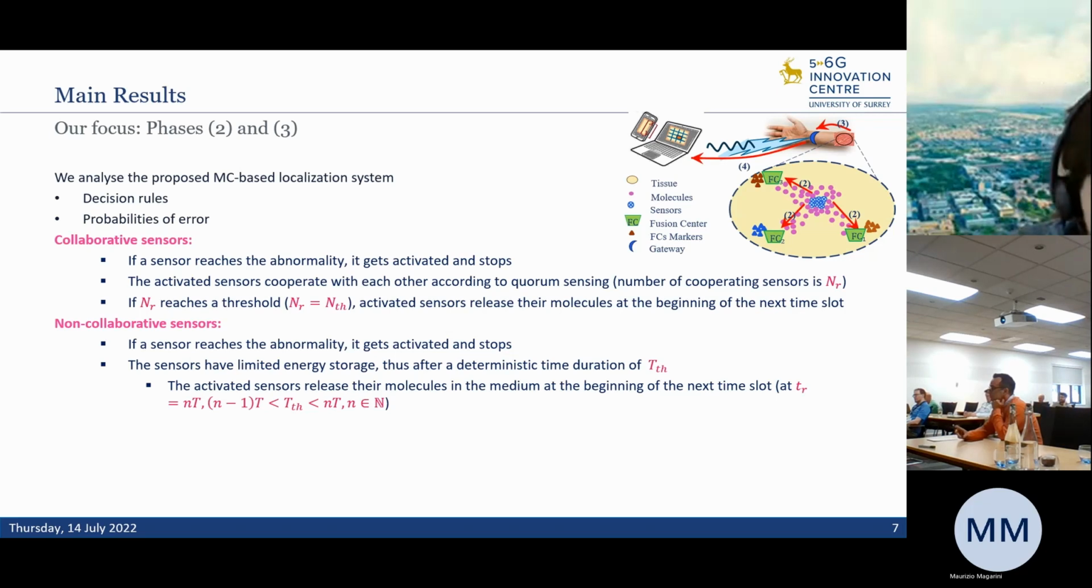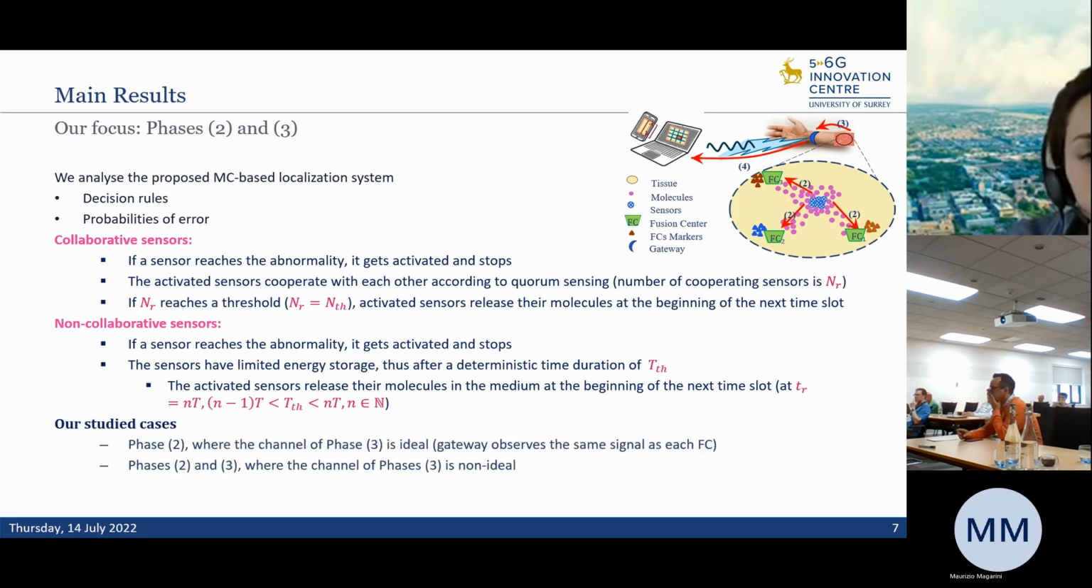We consider 2 types of sensors. First is the collaborative sensors. Here I emphasize that this collaboration is just to transmit the data of the location of the abnormality to the fusion centers. This means that they collaboratively release molecules. For the collaborative sensors, they use some quorum sensing type of collaboration, and if the number of the activated sensors reaches a certain threshold, they start releasing the molecules. But the non-collaborative sensors, we assume that they have limited energy storage, and after some pre-specified time, the active sensors release the molecules. So for these 2 cases, we have first the ideal channel and then the noisy channel.